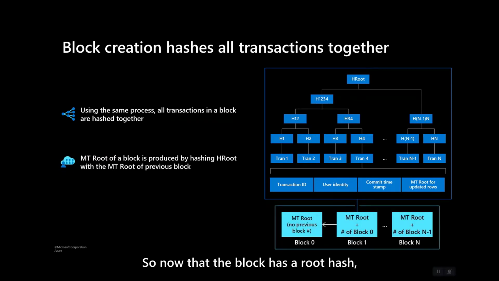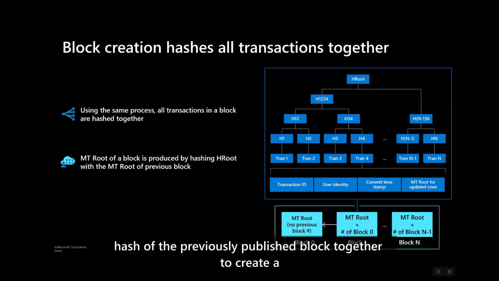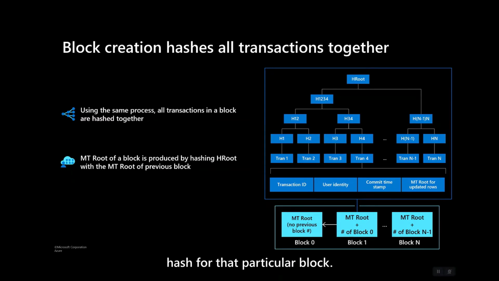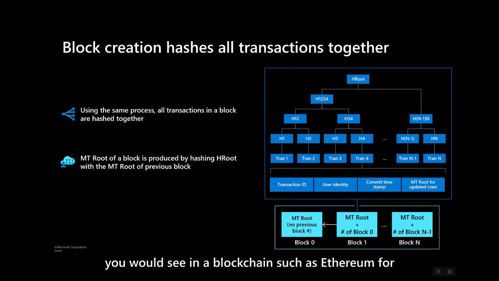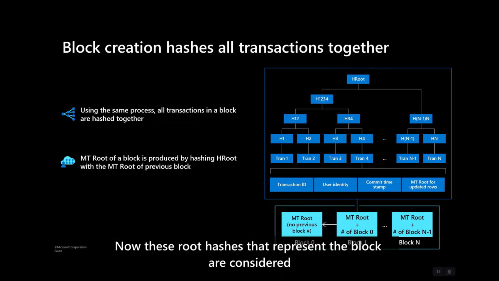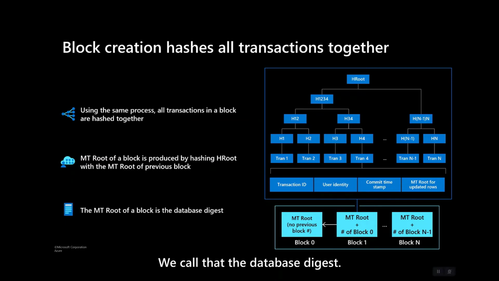So now that the block has a root hash, we then again cryptographically hash that root hash with the hash of the previously published block together to create a hash for that particular block. This chains them together in the exact same pattern that you would see in a blockchain such as Ethereum, for example. Now, these root hashes that represent the block are considered the cryptographic proof of the data state at that point in time that the block was produced. We call that the database digest.